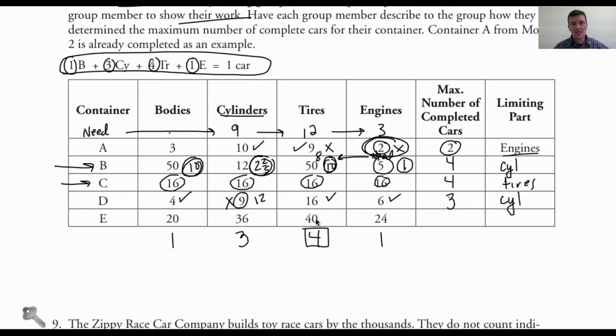In this case, I'm just going to share with you, let's see, 20, 24, 36. Sometimes with these numbers, they're kind of close together. It might be the cylinders or the tires this time. 36 cylinders, if I divide that by 3, that's 12 cars. Here I divide this by 4, that's going to be 10. So 10 cars, it is the tires that are going to stop production there. Okay?